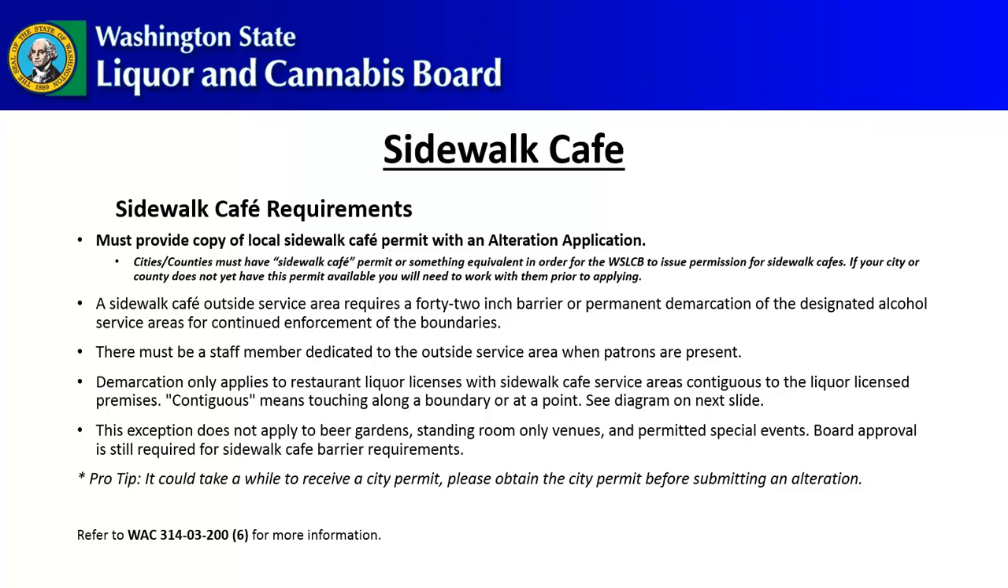Demarcation only applies to restaurant liquor licenses with sidewalk cafe service areas contiguous to the liquor licensed premises. Now, when we say contiguous, we mean touching along a boundary or at a point. The diagram on the next slide will give examples of what we are referring to. To find out if your city or county allows for demarcation, contact them and they will be able to let you know that information. Now, this does not apply to beer gardens, standing room only venues, and permitted special events. Board approval is still required for sidewalk cafe barrier requirements.